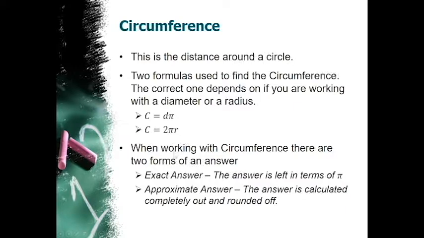forms of that equation. When you're working with circumference, there are two different types of answers that you'll be asked to find. One of them might be the exact answer. The exact answer leaves everything in terms of pi.